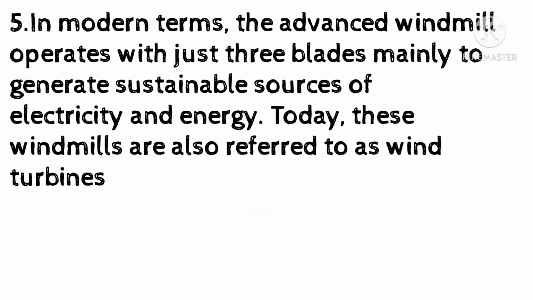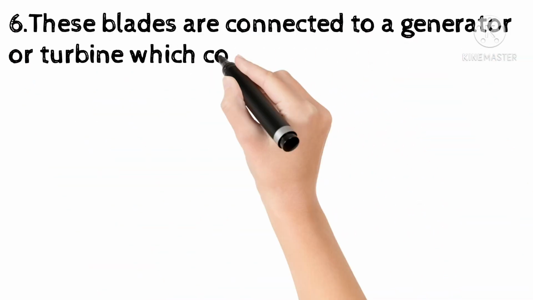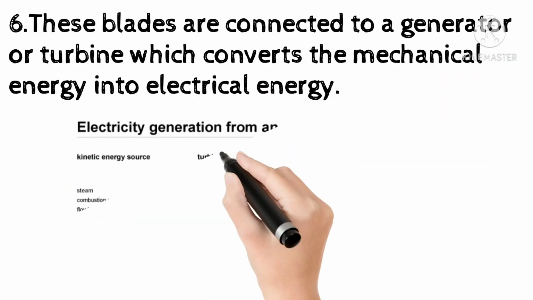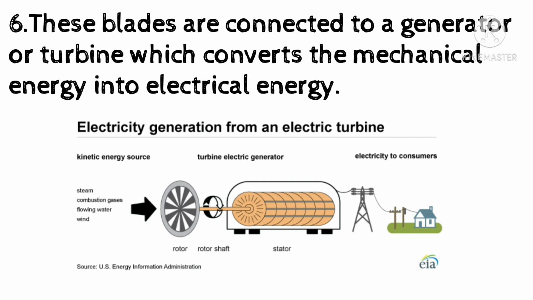In modern times, the advanced windmill operates with just three blades, mainly to generate electricity, a sustainable source of energy. Today, these windmills are also referred to as wind turbines. The blades rotate and are connected to a generator which converts the mechanical energy into electrical energy.